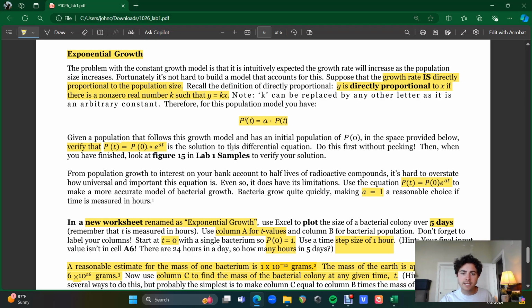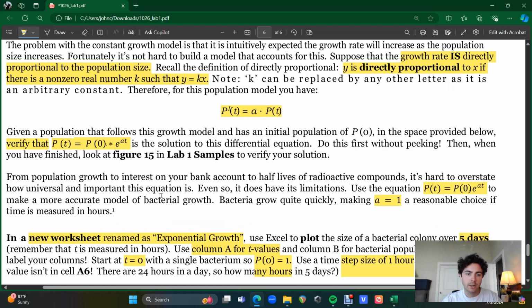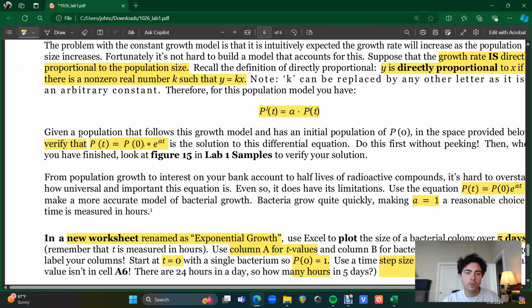So they say to verify this is the solution to this equation. All that means is, if you took the derivative of p to find p prime, would you get a times p of t? And you would, because when you look at this function, the derivative of e to the at would be e to the at times a. So we'd have to use the chain rule, right?